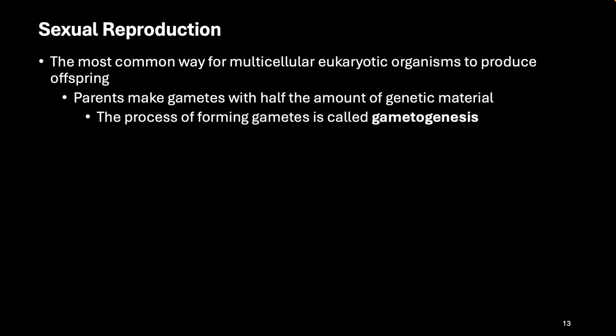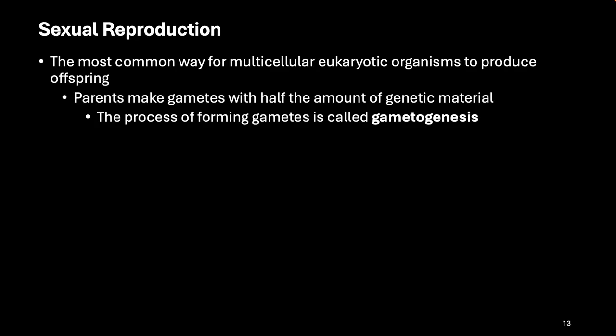This video will focus on the process of sexual reproduction. Sexual reproduction refers to the process of producing gametes that fuse with each other during fertilization to produce offspring. This is the primary way that multicellular eukaryotes reproduce.